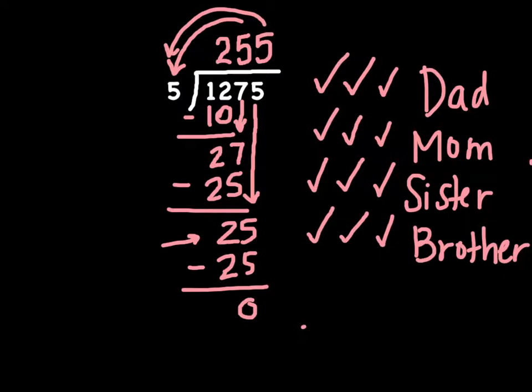Now, since there's no more numbers to bring down, and we got a 0 at the bottom, that means that we are finished. And so our final answer, 1,275 divided by 5, is 255.